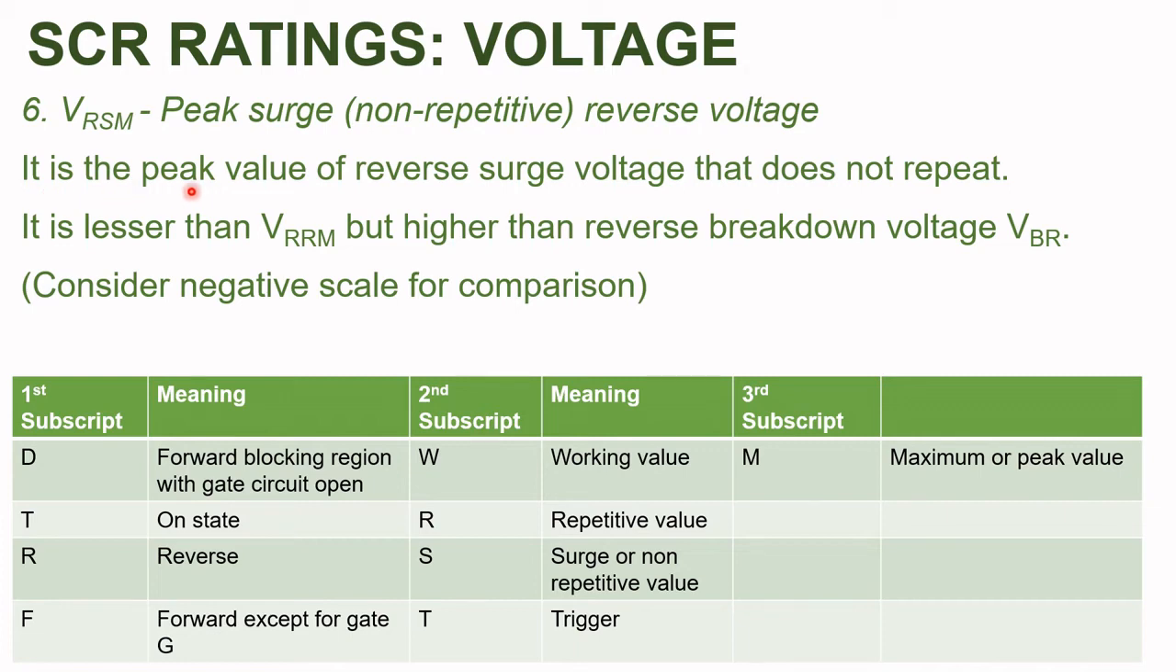It is the peak value of reverse surge voltage that does not repeat itself. All the surge ratings are of non-repetitive type. Once the SCR has blocked that surge voltage, the SCR won't be able to block the same value of surge voltage again.